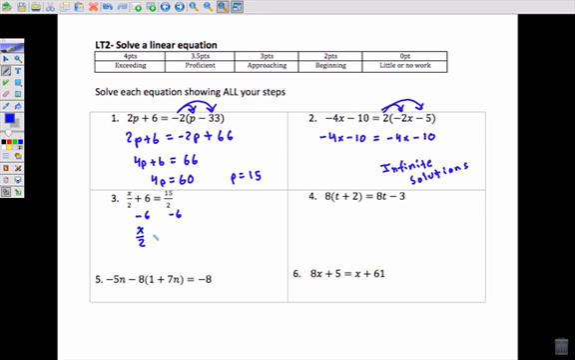Leaves you with x over 2 equals 7.5 minus 6, that's 1.5 or 3/2. Then multiply each side by 2, and x equals 3. Number 4 over here, distribute first.